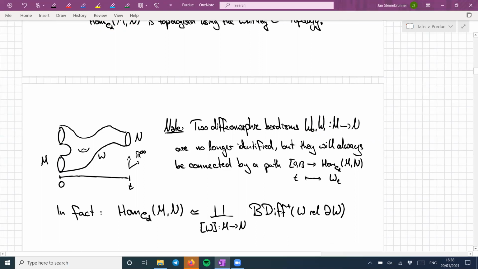And well, the homotopical way of saying that is that the space of bordisms from M to N is constructed exactly such that connected components are these diffeomorphism classes. And then every connected component is equivalent to the classifying space of the diffeomorphism group of that bordism relative to the boundary, everything oriented. So I might call this the moduli space of that bordism.